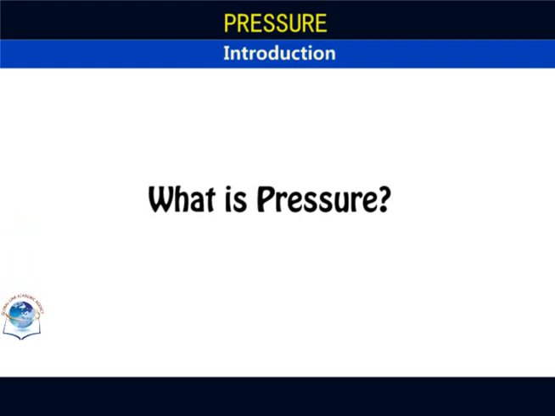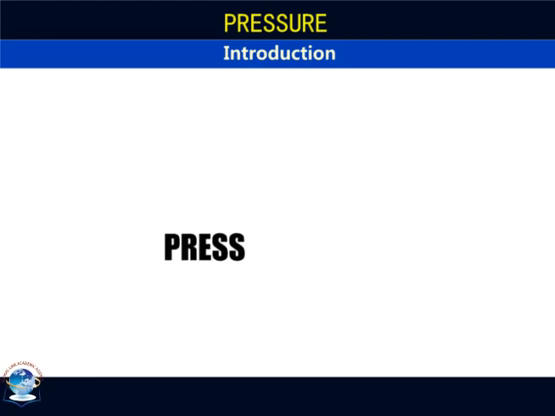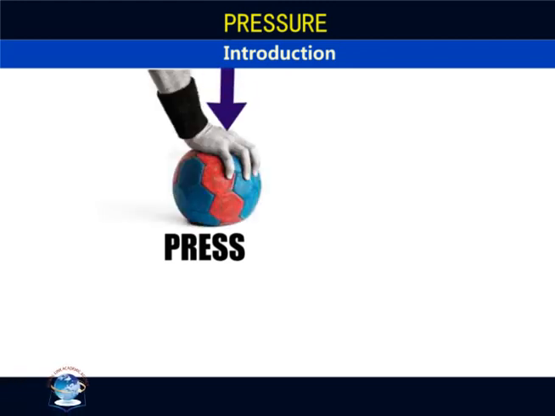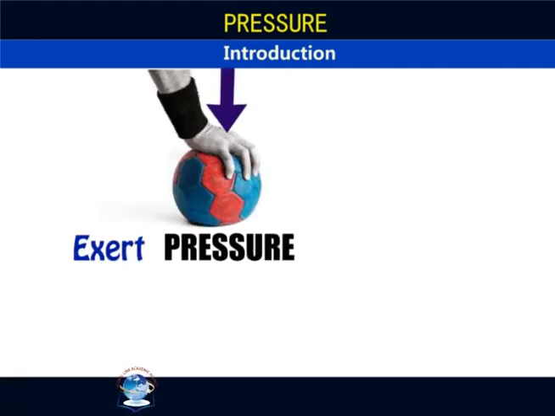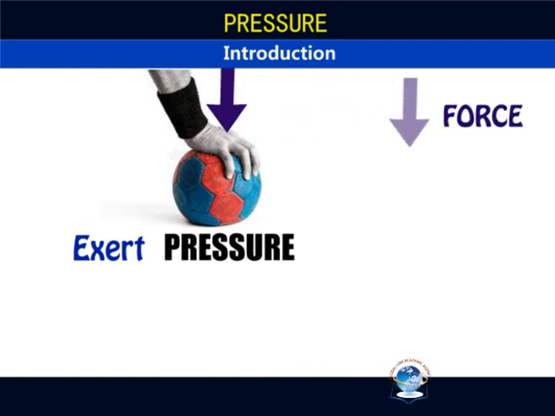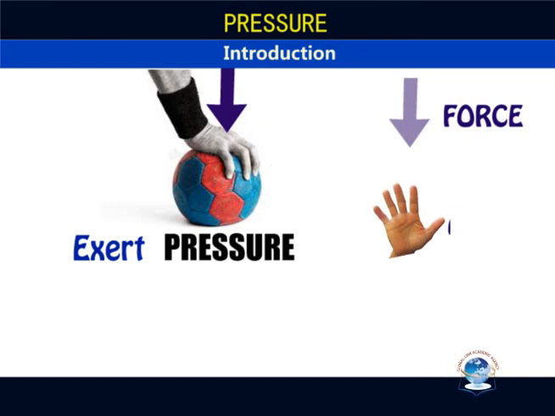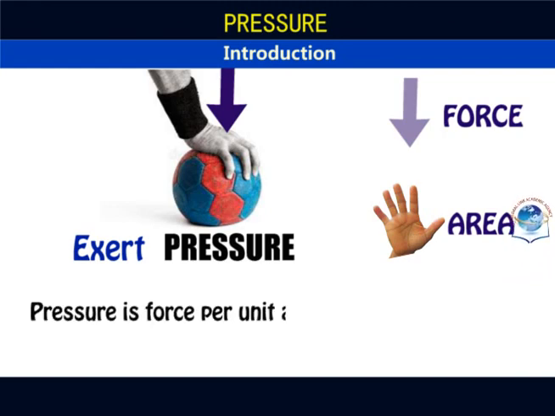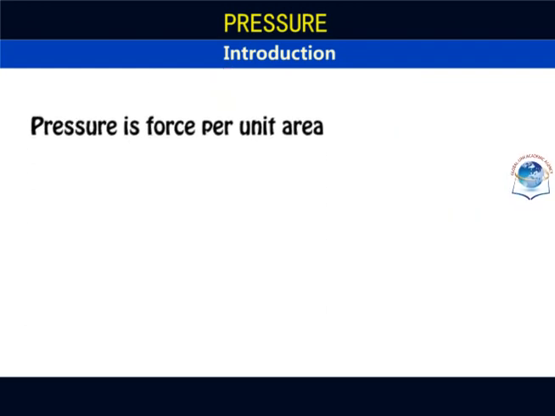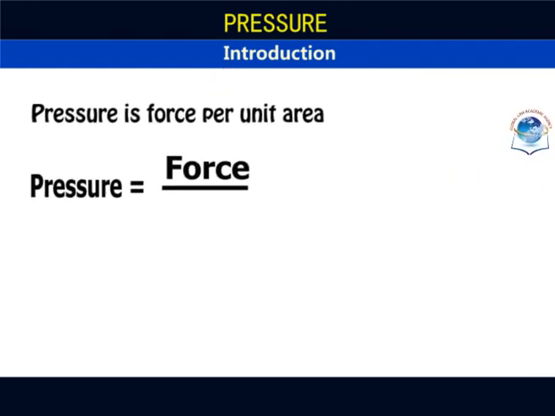Well, it's simple, and it's born from the word press. When you press something, we say you're exerting pressure on it. And the amount of this pressure depends on two things. One, the force that you're exerting on the object, and two, the area of the surfaces in contact. Just these two. The ratio of these two is what is pressure. Pressure is force per unit area. Mathematically, pressure is equal to force over area.